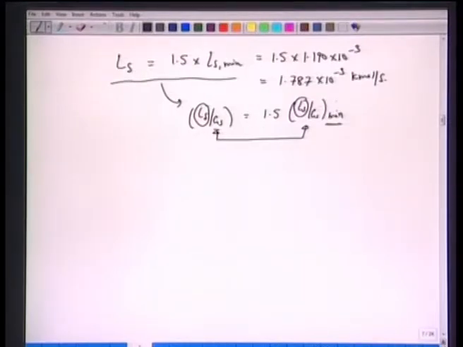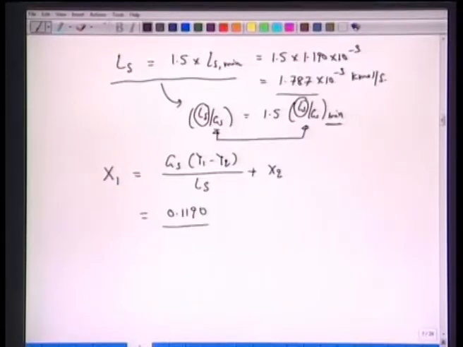Once you know Ls, now again you can go back and put back in the same equations to obtain x1. So, same operating line. Now, we are rearranging to write Gs by Ls plus x2. So, from here, now we know Ls, we can calculate x1, 0.1190. Okay.